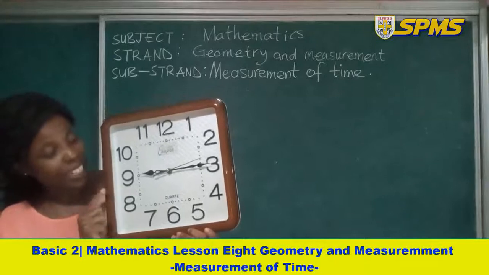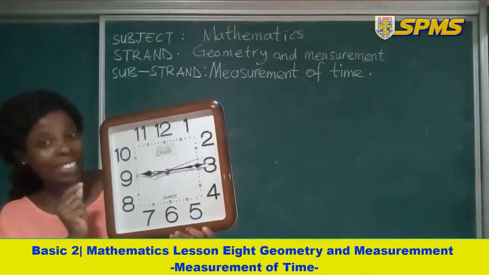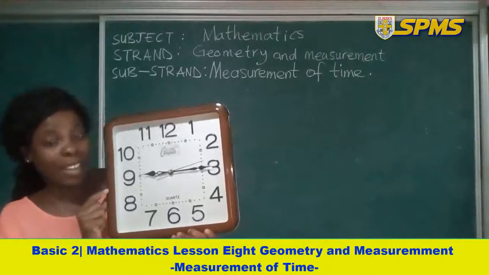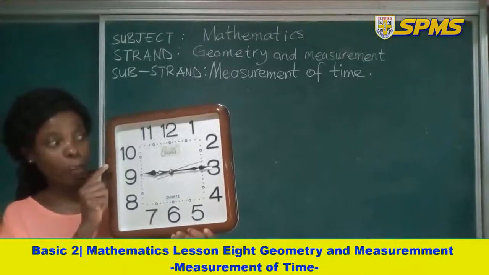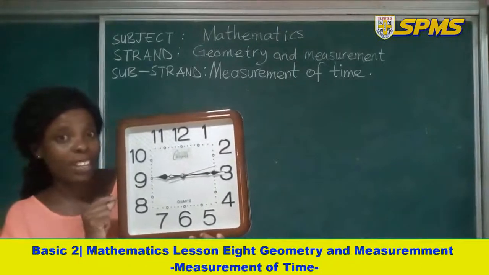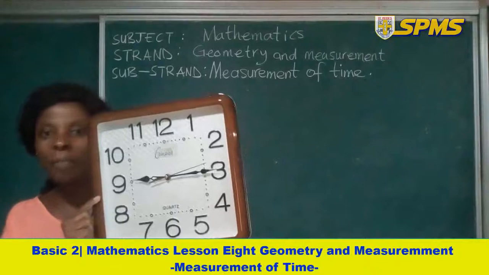But it has shifted a little bit from 9. It's not so obvious, so you don't see it. And the minute hand, it has moved from 12 and it's now on another number. What number is that? 3. So tell me the time.